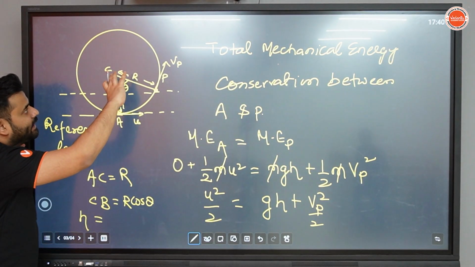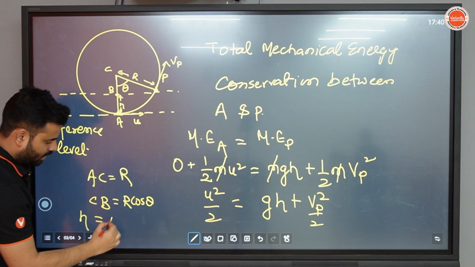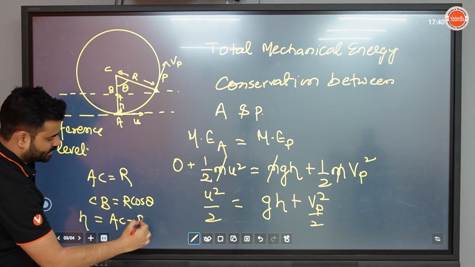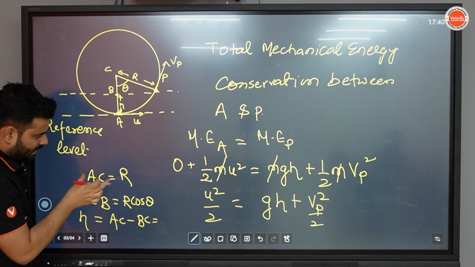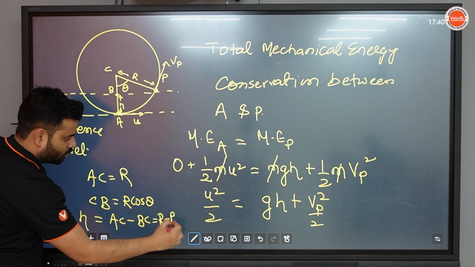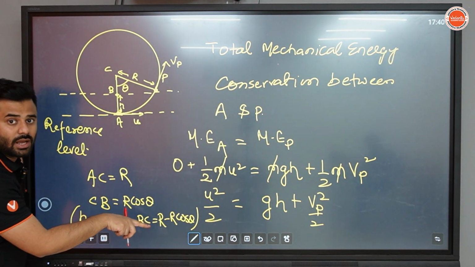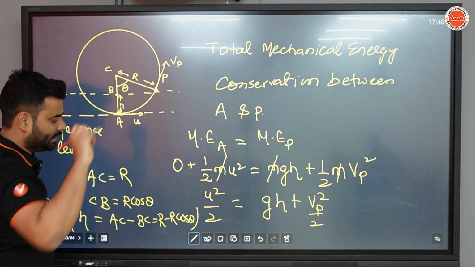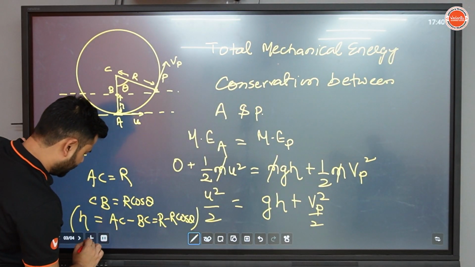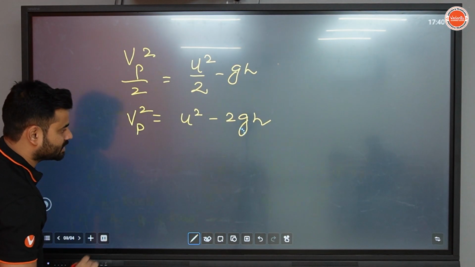H is equal to AC minus BC. AC minus BC, that is equal to what? R minus R cos theta. Hope you have understood this. H is equal to what? R minus R cos theta. So if you look carefully, I will replace this thing H here.